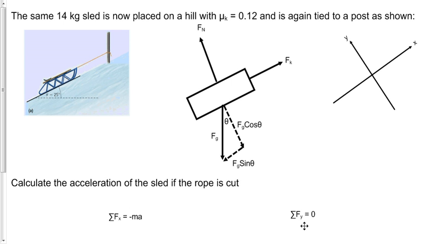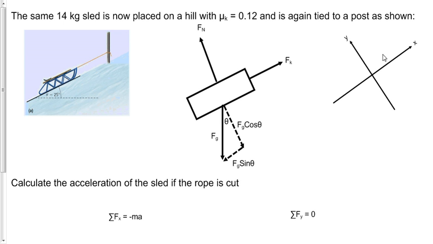Notice that y still is 0. What that means is the sled is not accelerating into or out of the hill, but the x component is no longer 0. The sum of the forces is negative ma. So pause for a second and think about, why is that a negative value? What would cause this to be negative as opposed to positive? And if you've got an answer, let's move on.